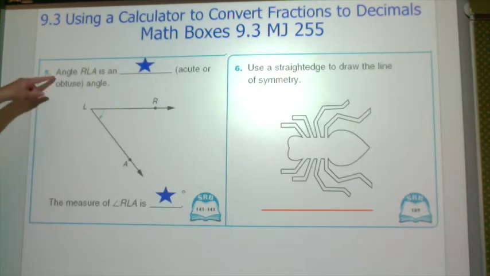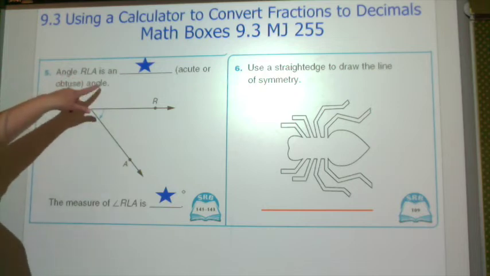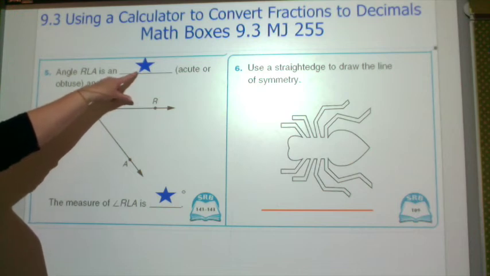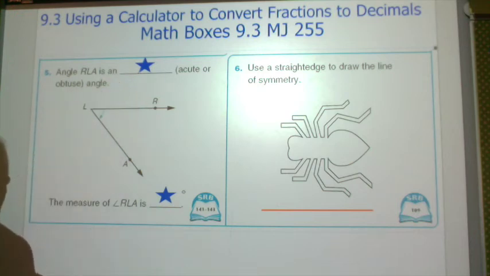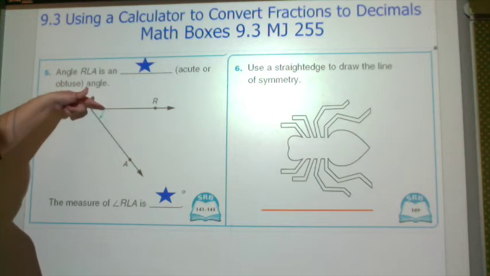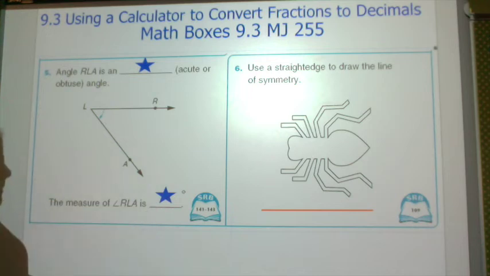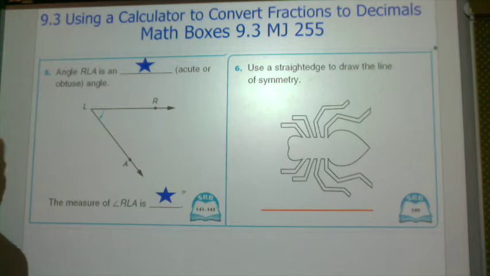Number 5, you need a geometry template in order to do this. First of all, you're going to tell me if this angle right here, RLA, is acute or obtuse. So write one of those words in there. And then you're going to actually measure that angle. Look, we have the blue little arrow right here. It tells you which part we're measuring. And that's going to be right here. So get those protractors out on your geometry template.